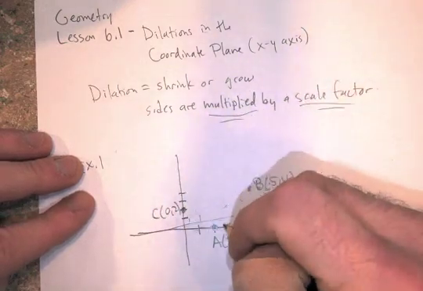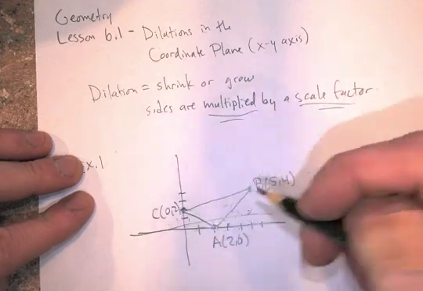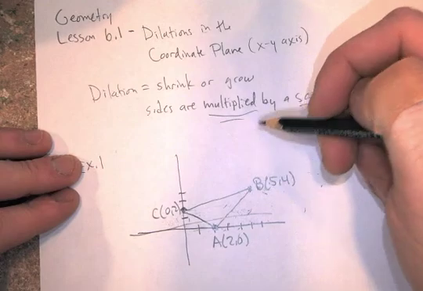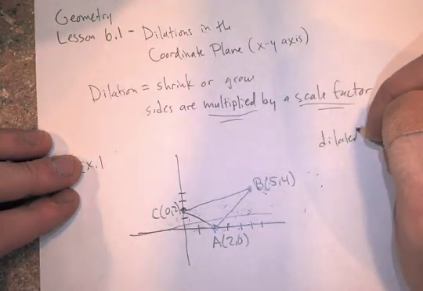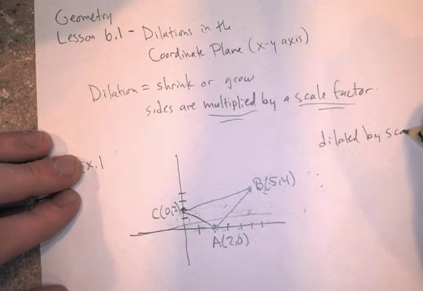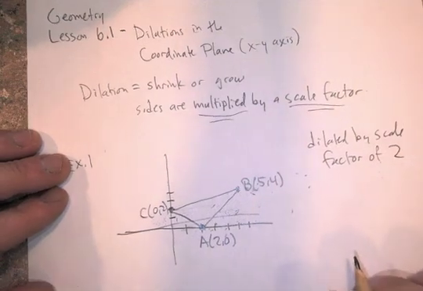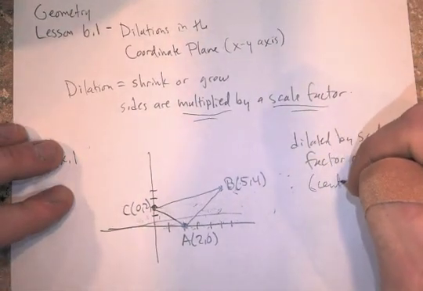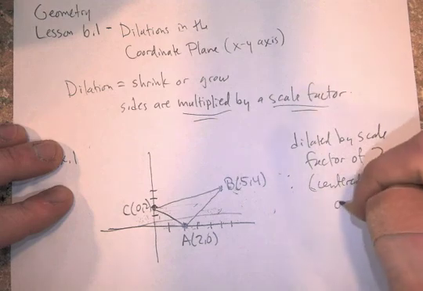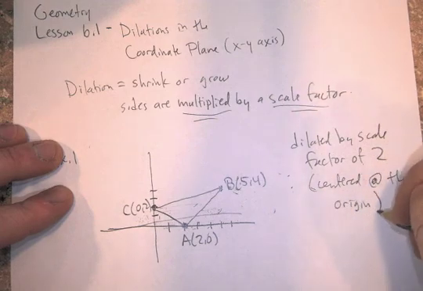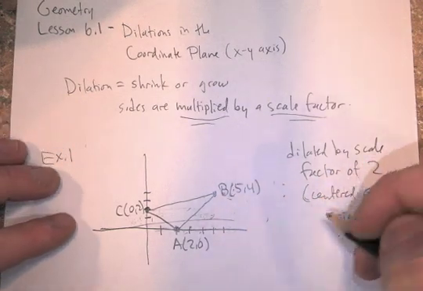Okay, let's say it's dilated by a scale factor of 3. Just going to make it fairly big. Let's say 2, actually, because 3 is not going to fit. Okay, we'll say dilated by scale factor of 2, centered at the origin. Okay, I'll tell you what that means in a second, centered at the origin. Okay, but basically all you really need to do is multiply.